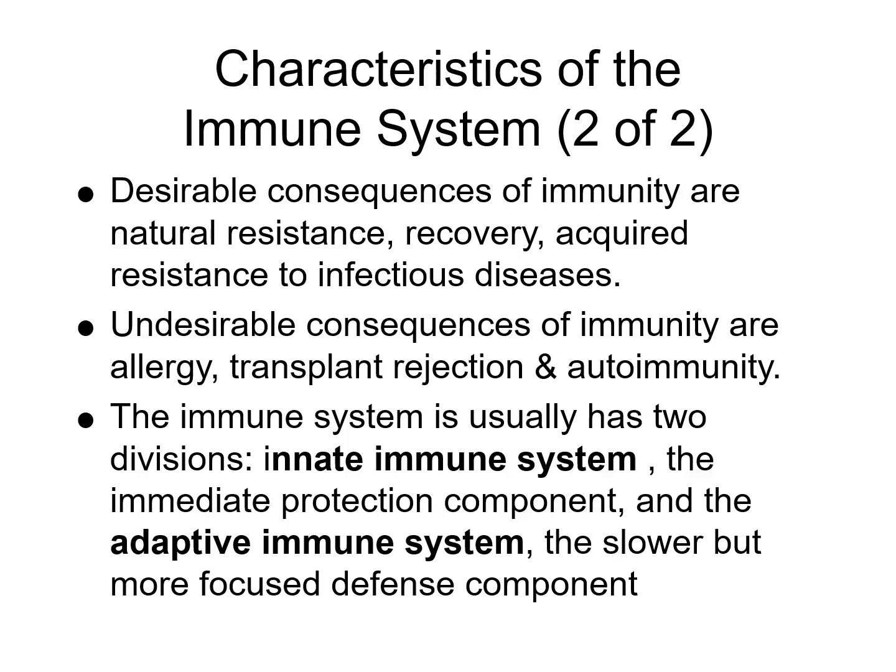For undesirable consequences of immunity, sometimes the immune responses can actually cause harm to your body, such as allergies. This is an overreaction of the immune system to harmless substances or allergens, such as pollen, foods, or dust. We can also have transplant rejection. The immune system recognizes a transplanted organ or tissue as non-self, and it will actually attack it. We can also have autoimmunity. This is where the immune system mistakenly attacks the body's own cells, which can lead to different autoimmune diseases.